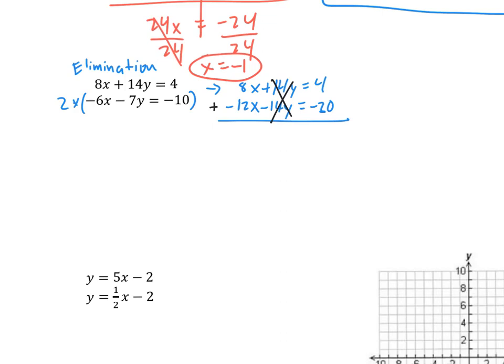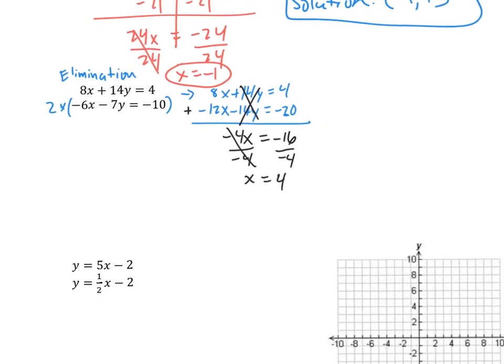Those will cancel out, and we'll get 8x plus -12x gives us a -4x, and that will be equal to 4 plus a -20, which will be -16. And then we can divide by -4 on both sides to figure out that x is equal to negative 16 divided by negative 4, which is a positive 4.